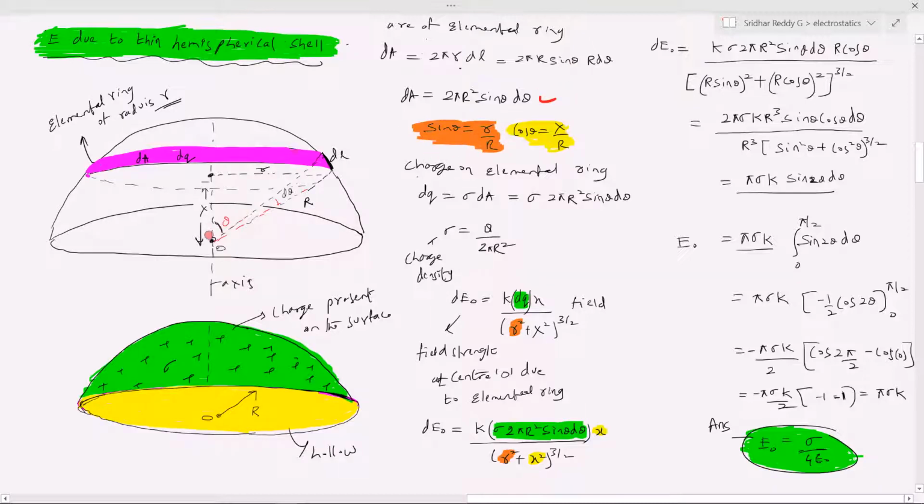Cos theta will be adjacent by hypotenuse, sine theta opposite by hypotenuse. Charge on the elemental ring dq is equal to sigma into dA. What is the sigma? We already have the expression for dA, 2 pi R square sine theta d theta, that you substitute here. Now the charge on the elemental ring is what we are able to find out.